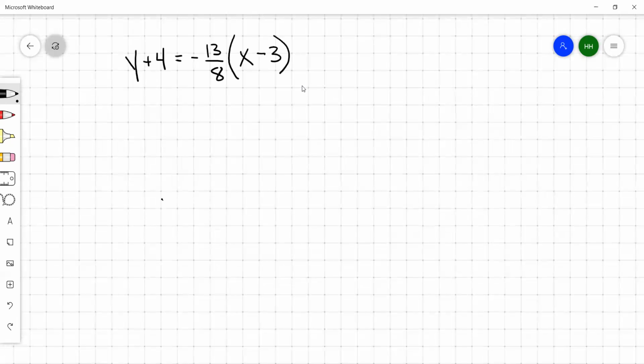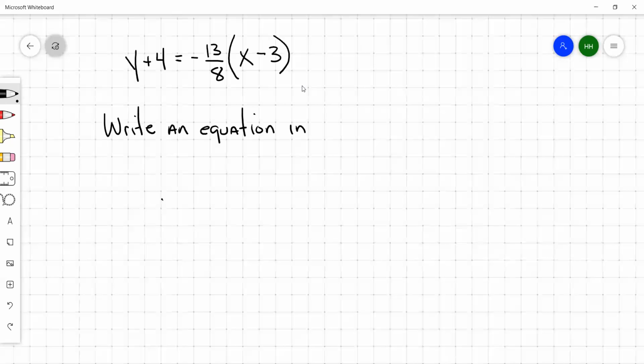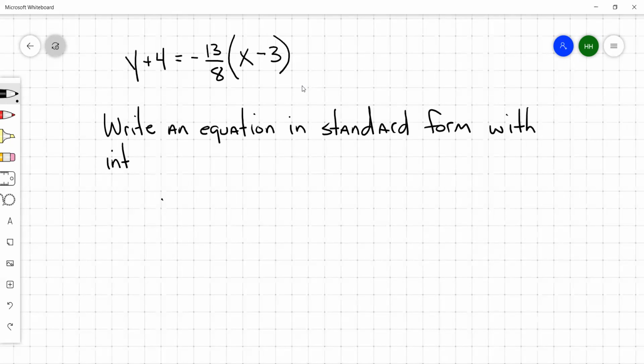Next, you're going to be asked, what is the equation of the given line in standard form? So, write an equation in standard form with integer coefficients.